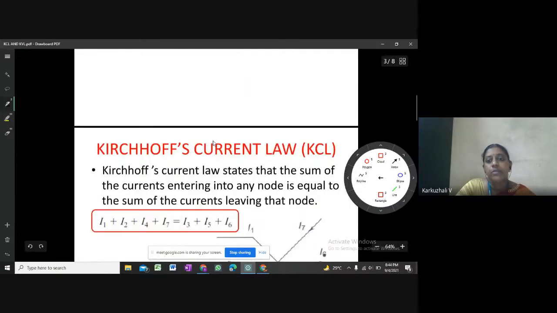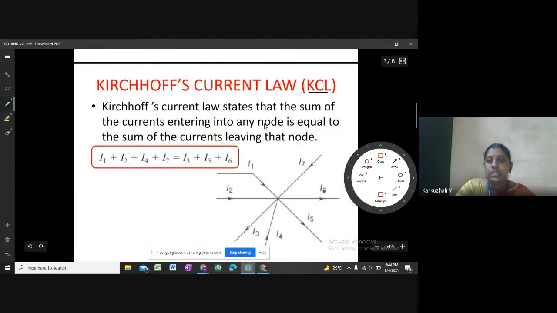Okay, now coming to Kirchhoff's current law, or it is also called KCL. So what does KCL state? The sum of the current entering any node is equal to the sum of the current leaving that node. Okay, the sum of the current entering any node is equal to the sum of the current leaving that node.